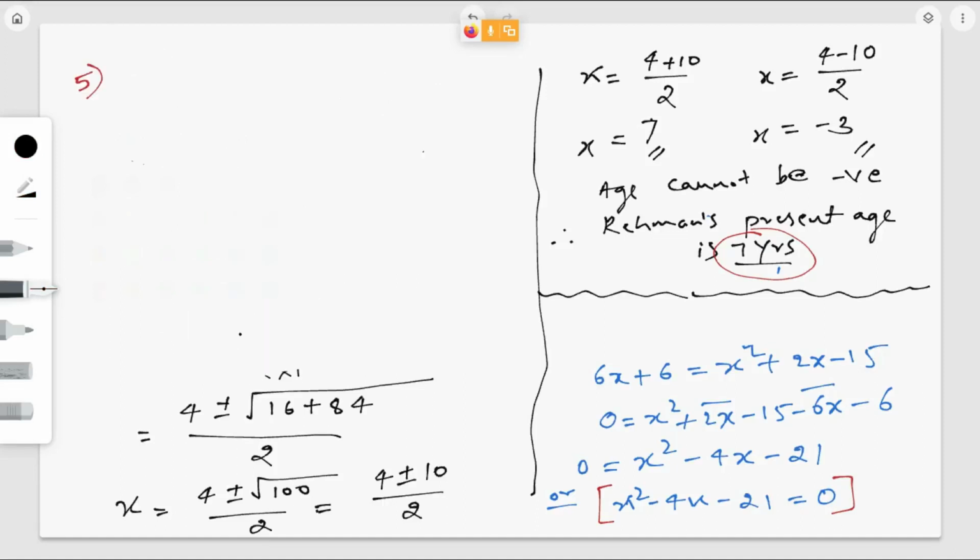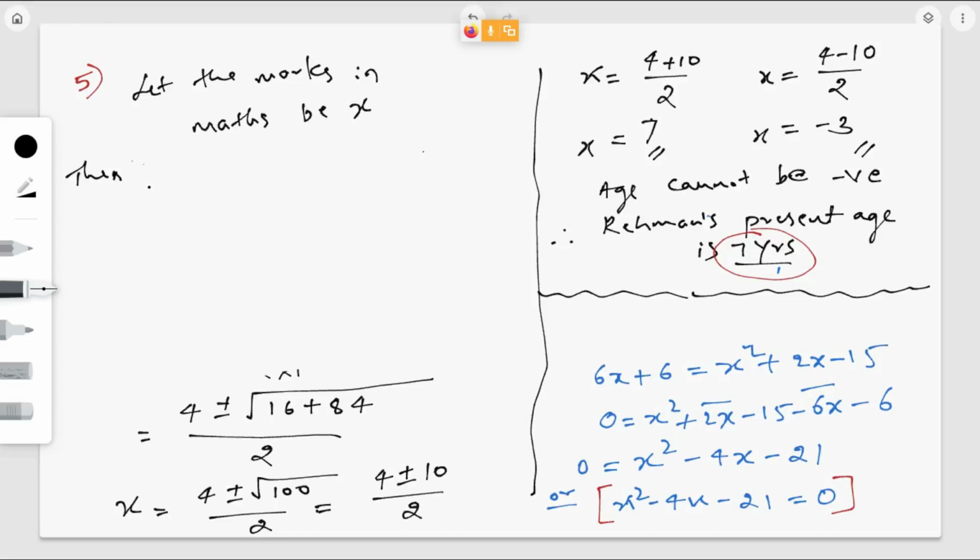Let the marks in maths be x. Sir, if similar kind of questions come in the exam, then what should we take as x? Either you can take maths or English. See here, what is the last sentence in the question? Find her marks in the two subjects, right? So here you can take x as either maths or English. You will get the same answer.